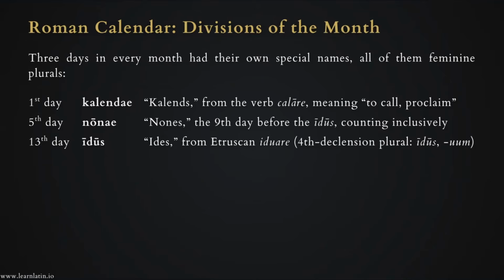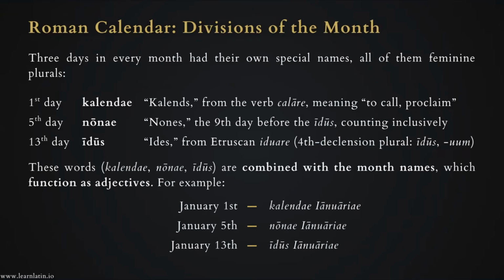Just notice, for grammar purposes, that this is actually a 4th declension plural. Idus, idum. All right? 4th declension, like exercitus, and so on. These words, kalendae, nonae, idus, are combined with the month names, which function as adjectives. But you knew that already because the month names are adjectives, right?